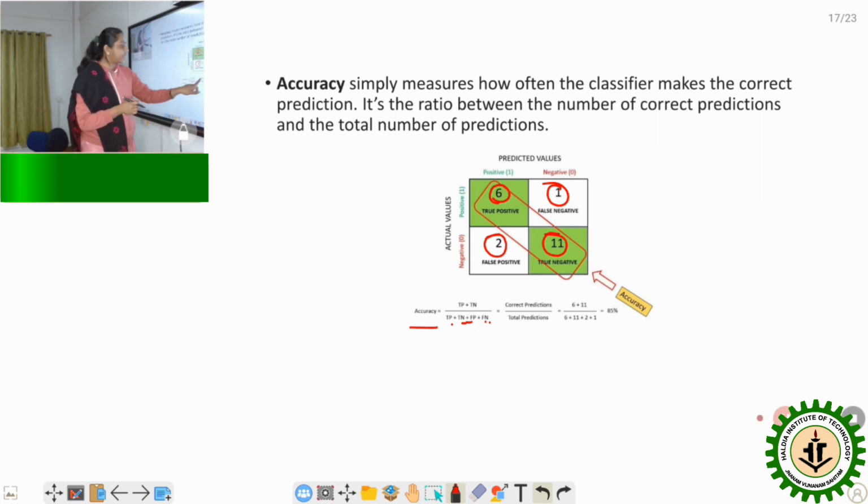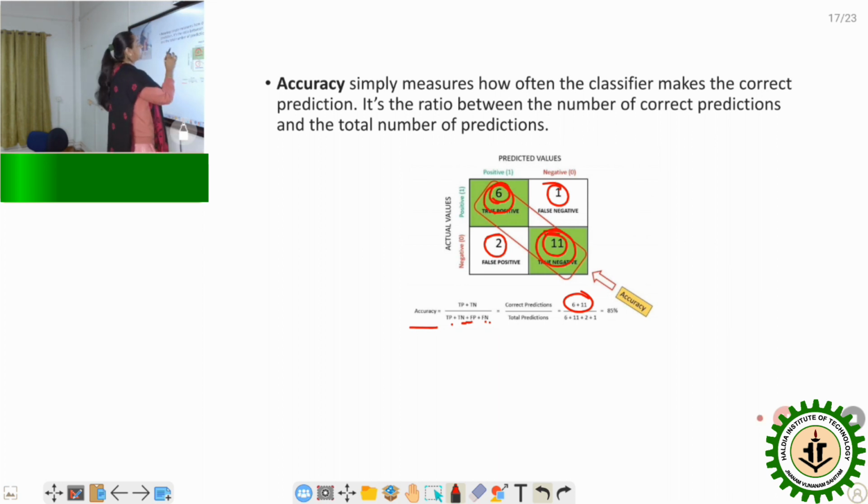Here, how many correct predictions? Correct predictions are 6 plus 11, that means all the true positives as well as all the true negatives. That's why it is written as 6 plus 11. And how many total predictions are there? There are 6 plus 11 plus 2 plus 1. So this is nothing but our accuracy.